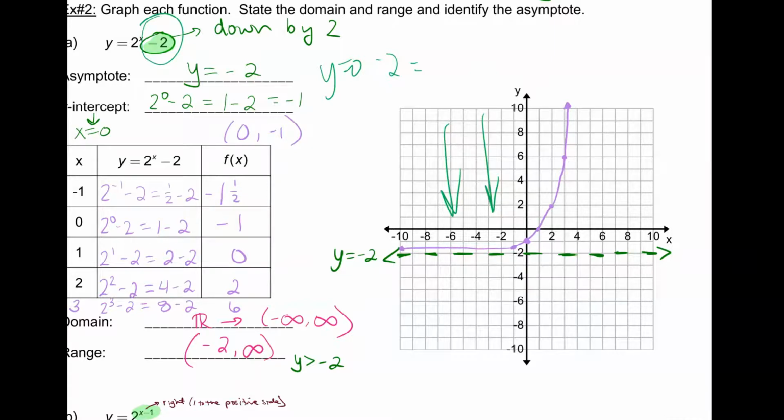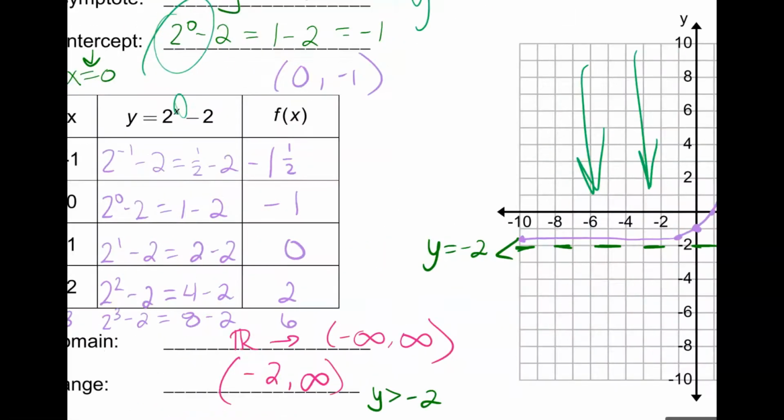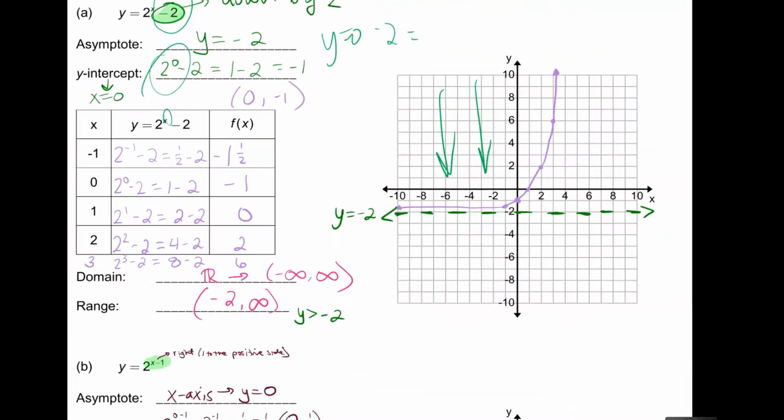The y-intercept is when x equals 0. So I plug in x equals 0, right here into the 0. 2 to the 0 is 1. 1 minus 2 is -1. Okay, so shift that down. And all of our values, you're just plugging in your x values. All right, this whole table, you're just plugging those in. We've done tables before, you can do it.